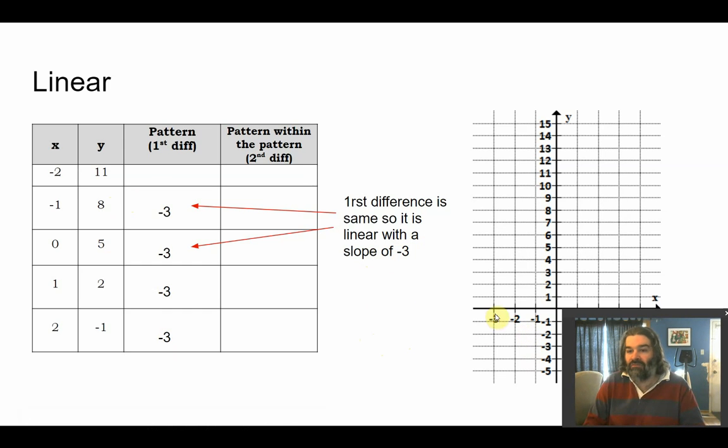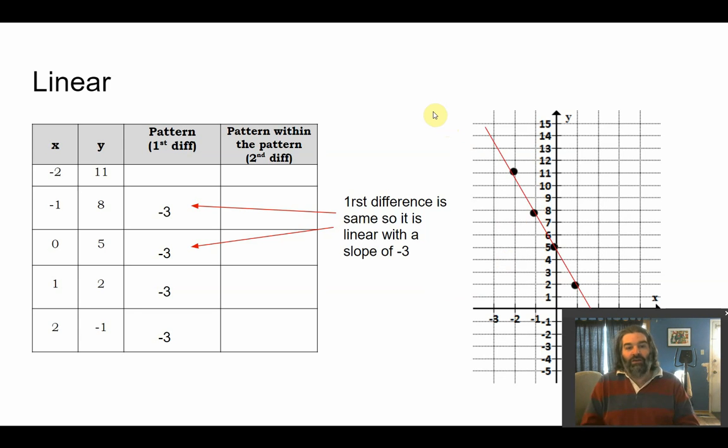So to find the graph, again, all you do is just plug in the points. So x is minus 2, y is 11, put in my first point. x is minus 1, y is 8, put in my second point. Then get all your points, make a straight line, there's your graph.